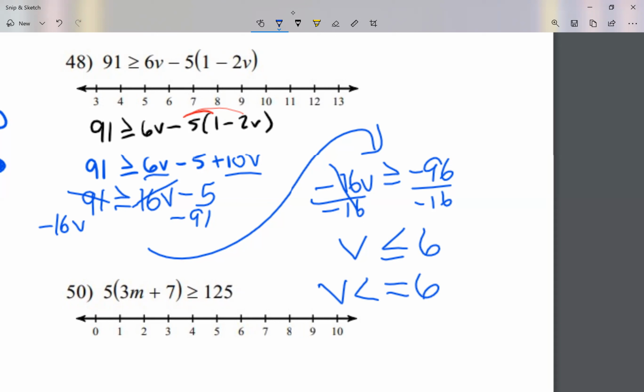If I have to graph this, let me do a circle at 6. Let me do a closed circle. Now my inequality looks like an arrow that's pointing to the left. So I go to the left.